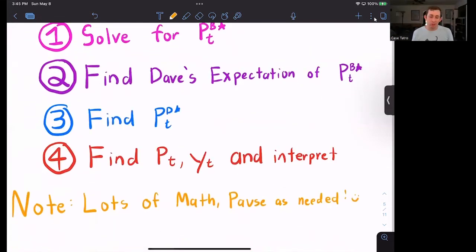Like I said before, there is a lot of math going on here. I'm going to walk us through it. Feel free to pause, write notes, and think about the derivation on your own as you need to. Again, tons of math, but I'm going to try to make this as painless as possible.